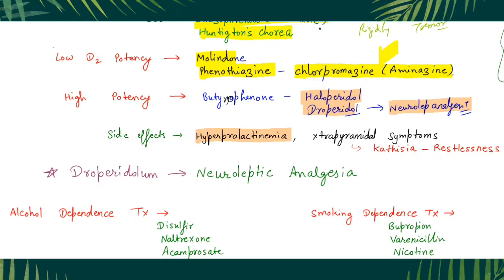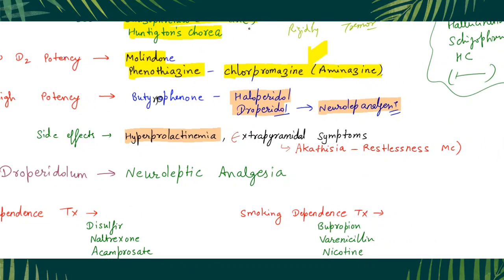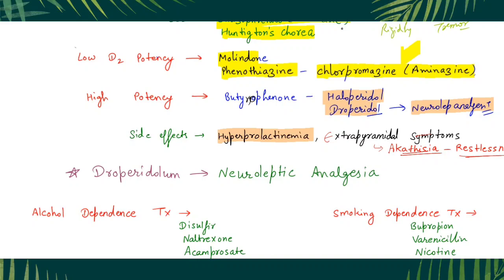Okay. So who causes extrapyramidal side effects? Mainly aminazine and other antipsychotic drugs. The most common symptom is akathisia, which means restlessness. That is the most common extrapyramidal symptom seen due to antipsychotic drugs. Next drug is droperidol, which we already discussed is used for neuroleptic analgesia.